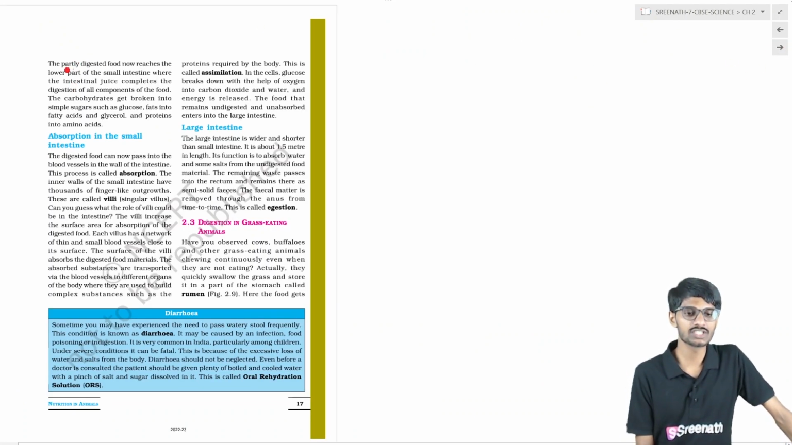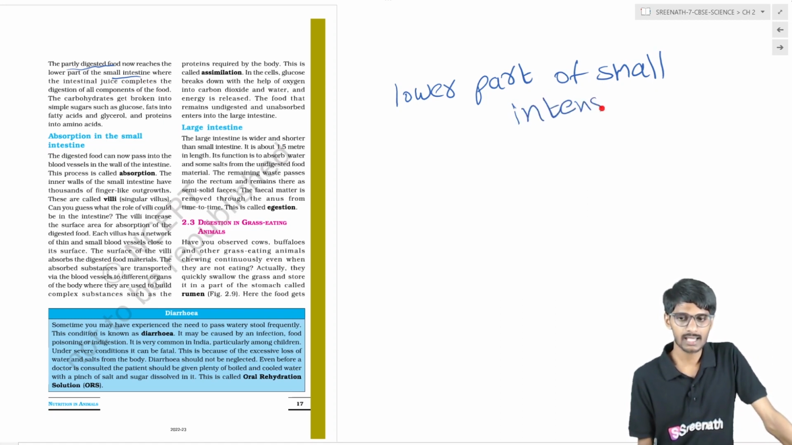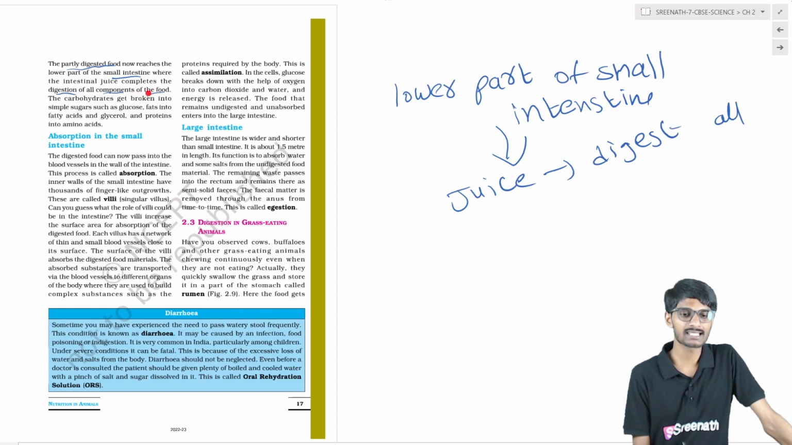So the partially digested food now reaches the lower part of the small intestine. What happens after that? The partially digested food enters the lower part of the small intestine, where the intestinal juice completes the digestion of all components of the food. At the lower part of the small intestine, juice will be released, and this juice will digest all components of food.